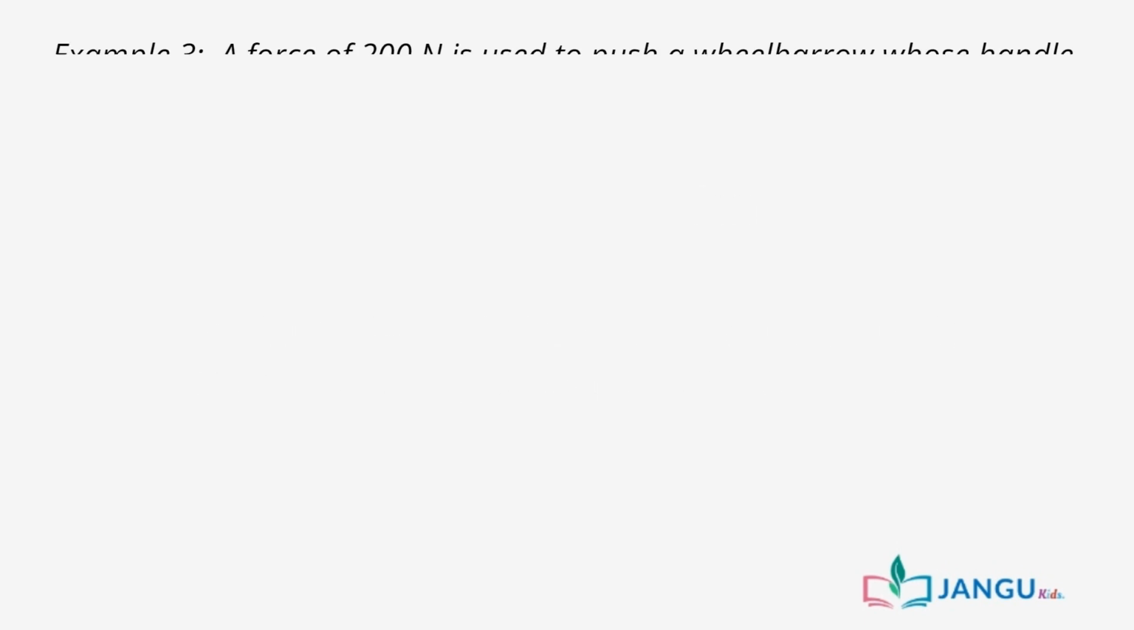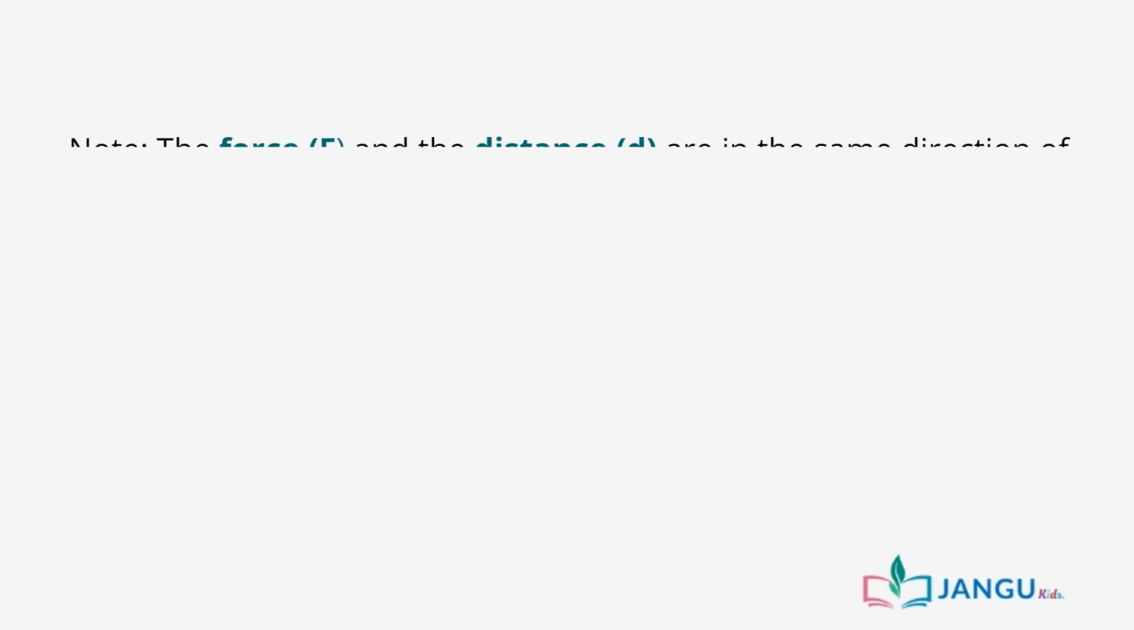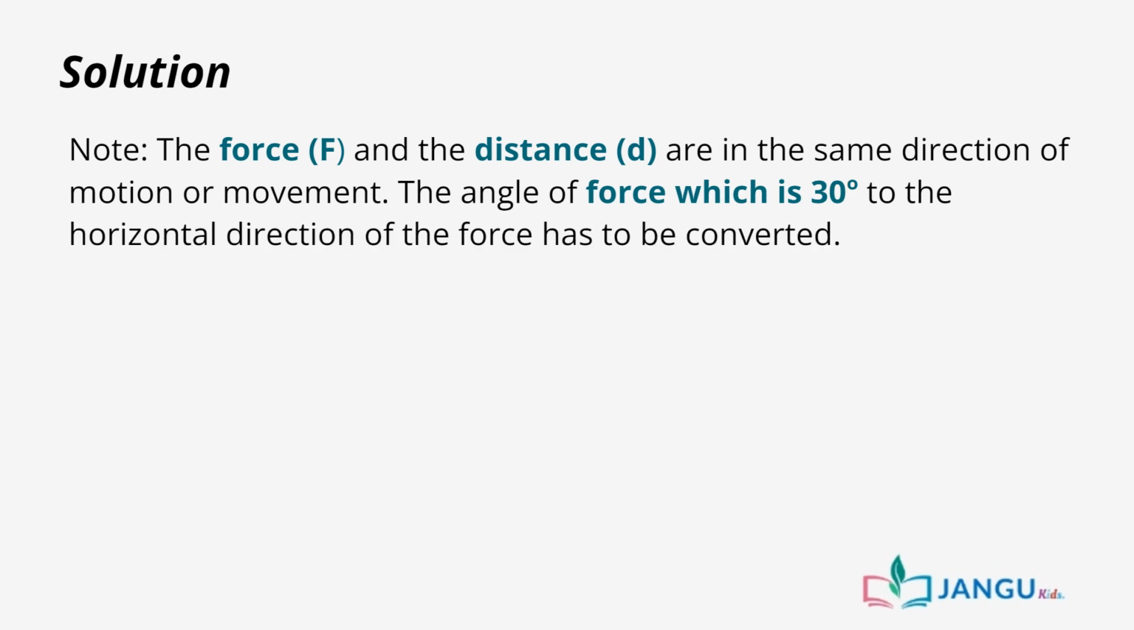Example 3. A force of 200 Newton is used to push a wheelbarrow whose handle makes an angle of 30 degrees with the horizontal over a distance of 50 meters. Calculate the work done. Note, the force F and the distance D are in the same direction of movement or motion. The angle of force, which is 30 degrees to the horizontal direction of the force, has to be converted.